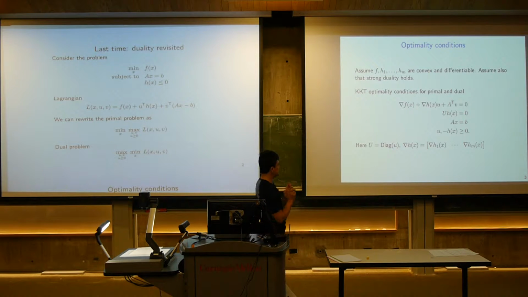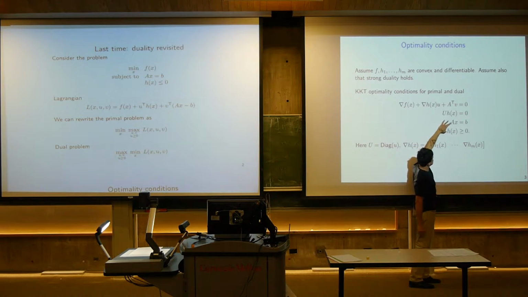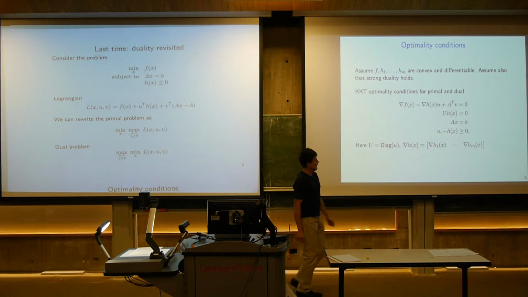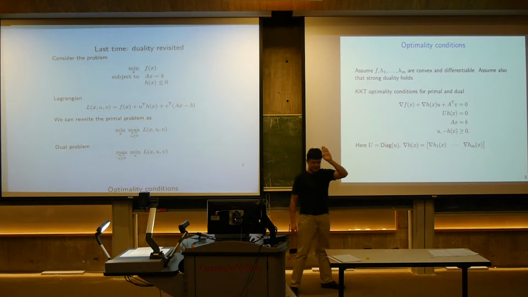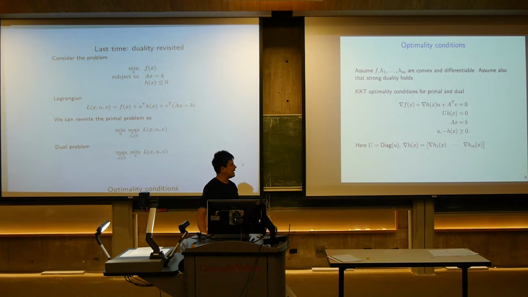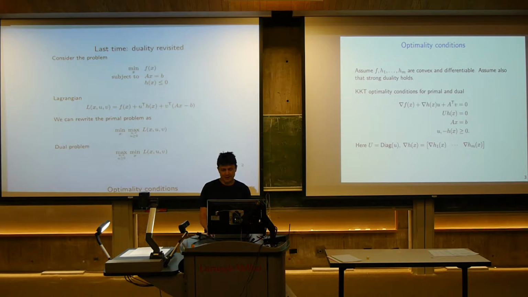So we have essentially the constraints, and this is complementarity. Remember this notation, big U is the diagonal matrix of u. Nabla h is the matrix that has as columns the gradients of the h functions. And then we have the three conditions there. So that's the optimality conditions for the original problem.